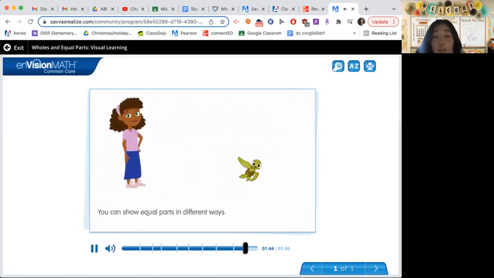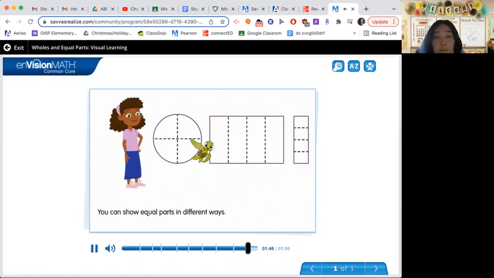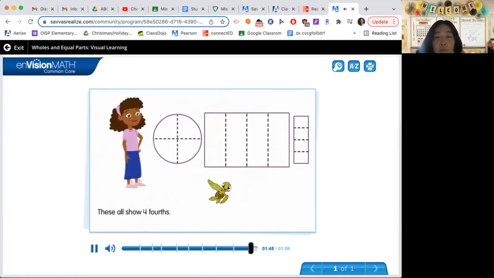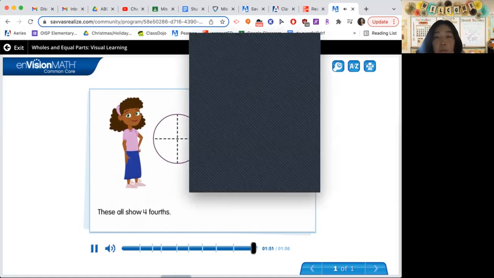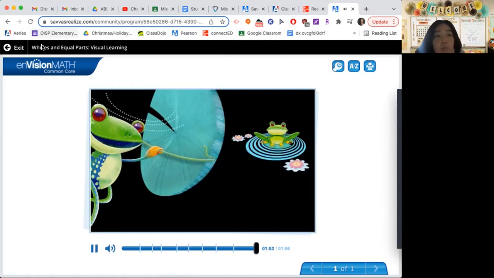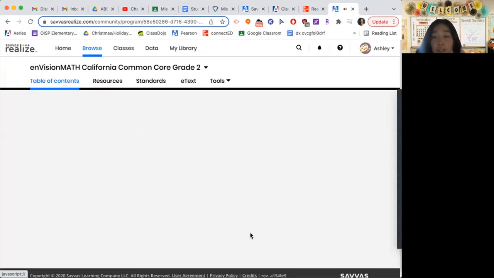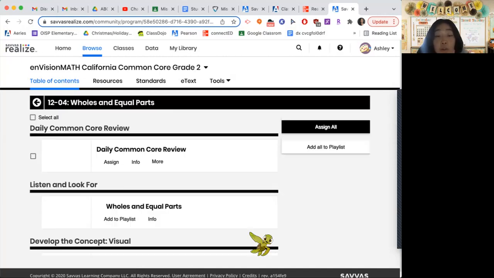Look at how much bigger this one is than the other. You can show equal parts in different ways. These all show 4 fourths. All right, let's go ahead and look at our reteaching and our practice, and then we're going to do our digital quick check.